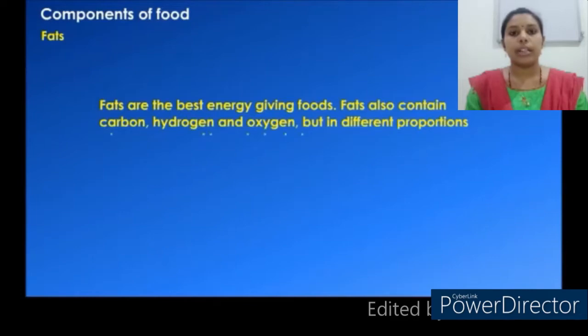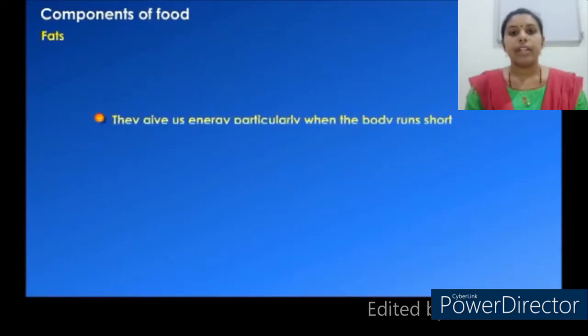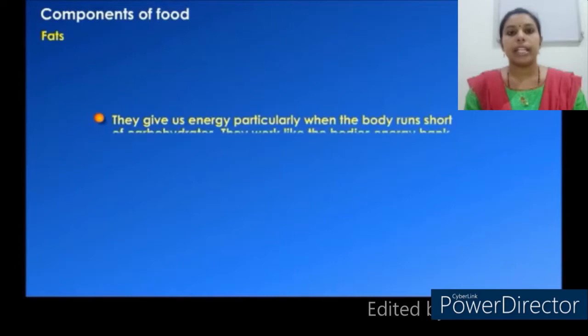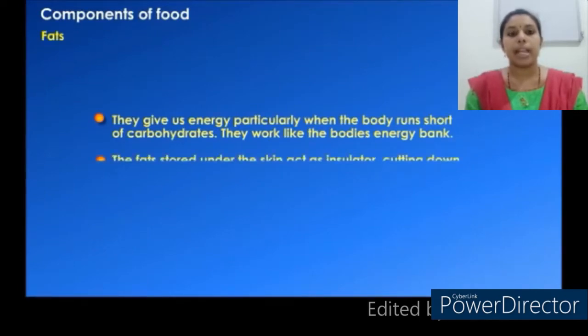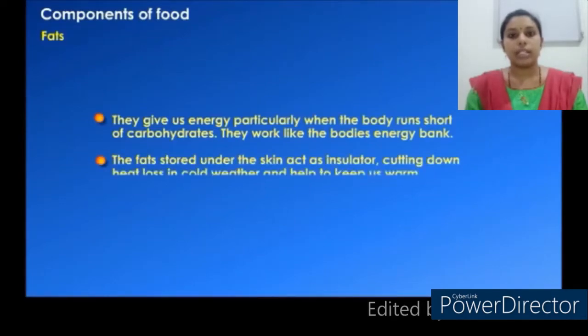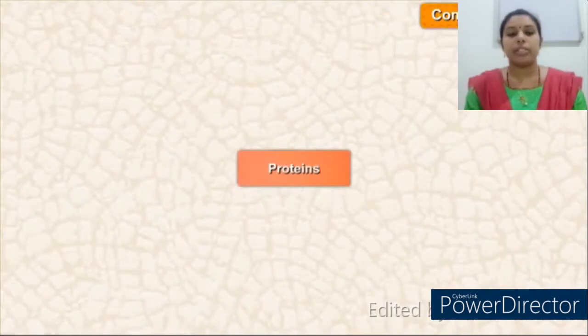Fats also contain carbon, hydrogen, and oxygen, but in different proportions. When compared to carbohydrates, they give energy particularly when the body runs short of carbohydrates. They work like the body's energy bank. The fats stored under the skin act as insulator, cutting down heat loss in cold weather and also helping to keep us warm.